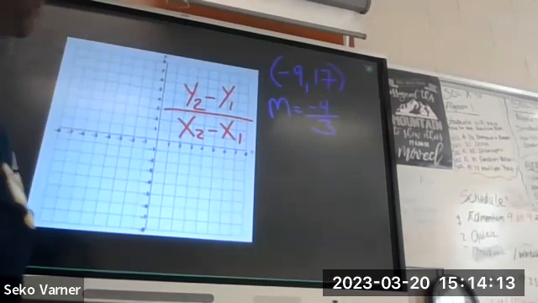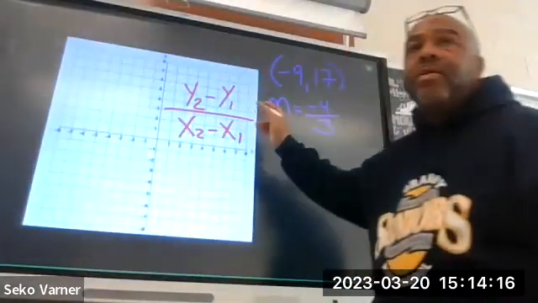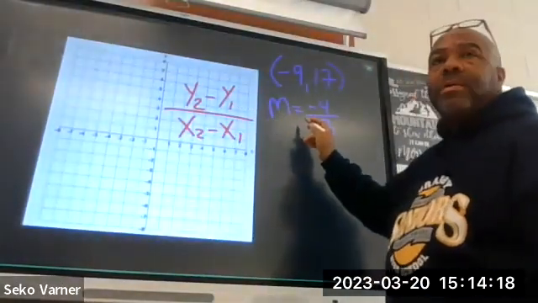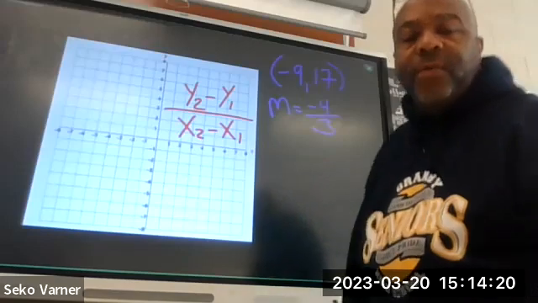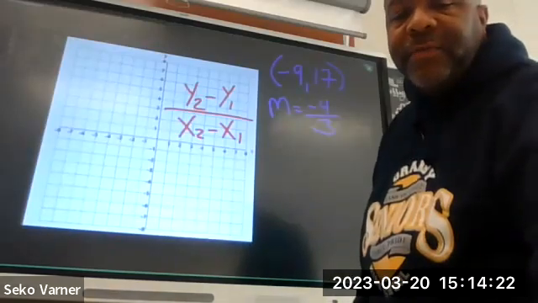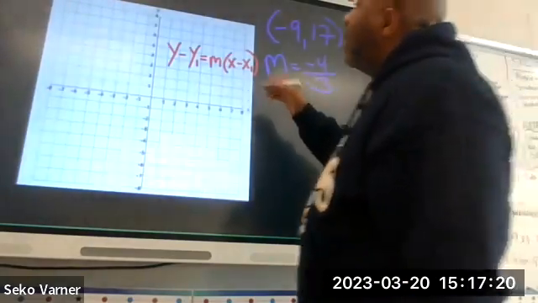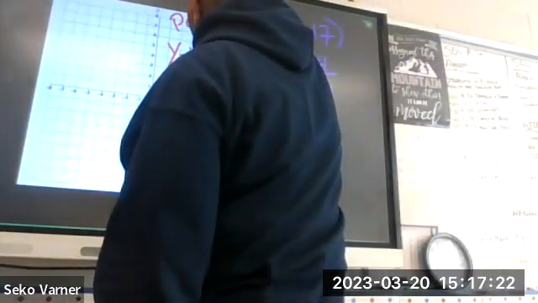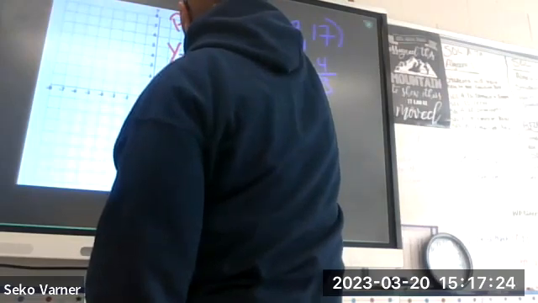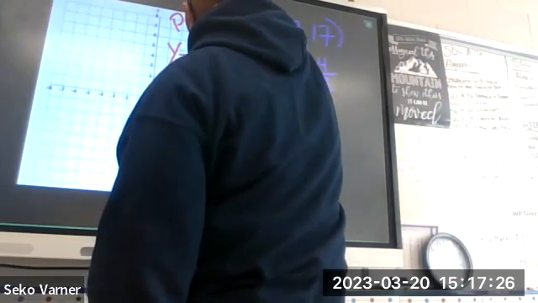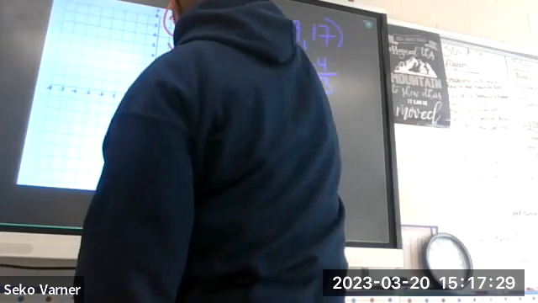But we're not going to use this formula because this tells us what the slope is. We already have the slope. So we need to do a different formula. That was a mistake. Let me try a different formula. This one is called the point-slope formula.